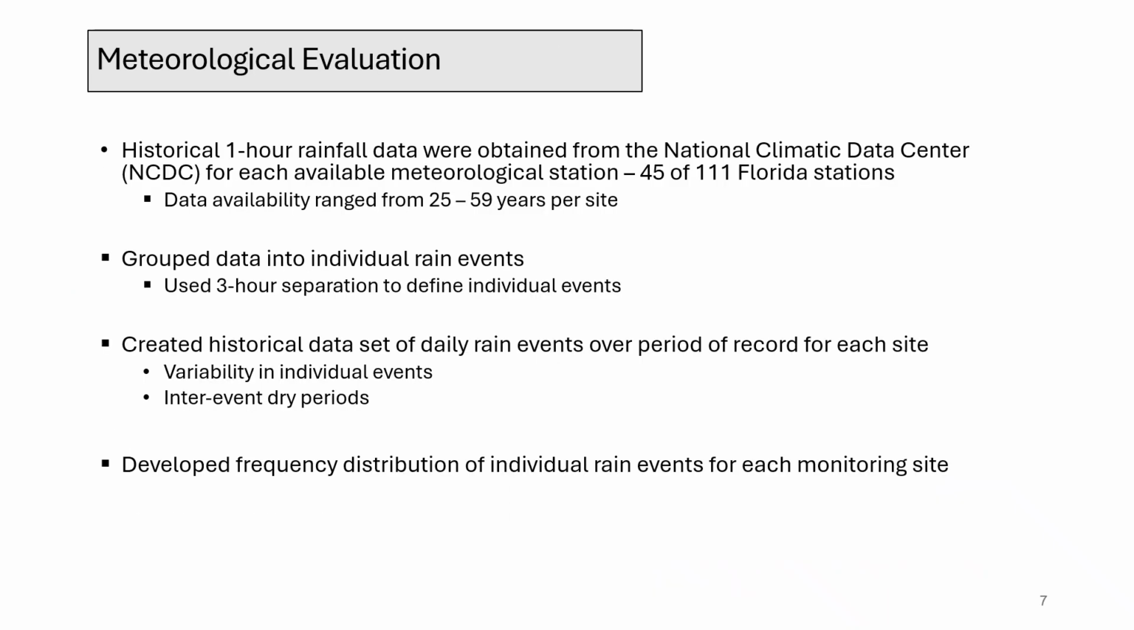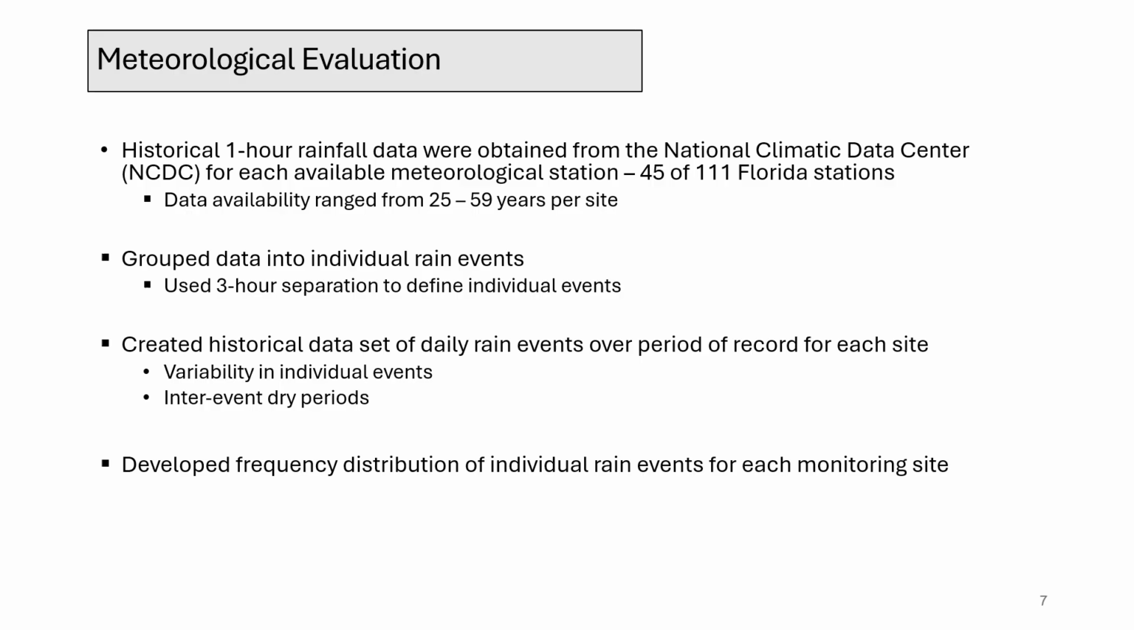For our meteorological evaluation, we began by obtaining historical 1-hour rainfall data from the National Climatic Data Center, or NCDC. We were able to gather this data for 45 out of 111 available meteorological stations across Florida. The data availability for these sites varied significantly, ranging anywhere from 25 to 59 years per location.